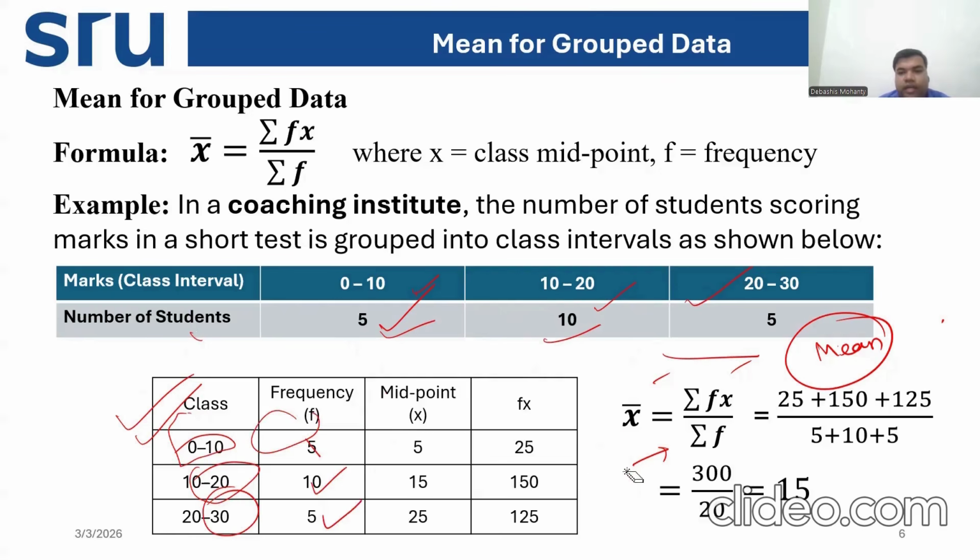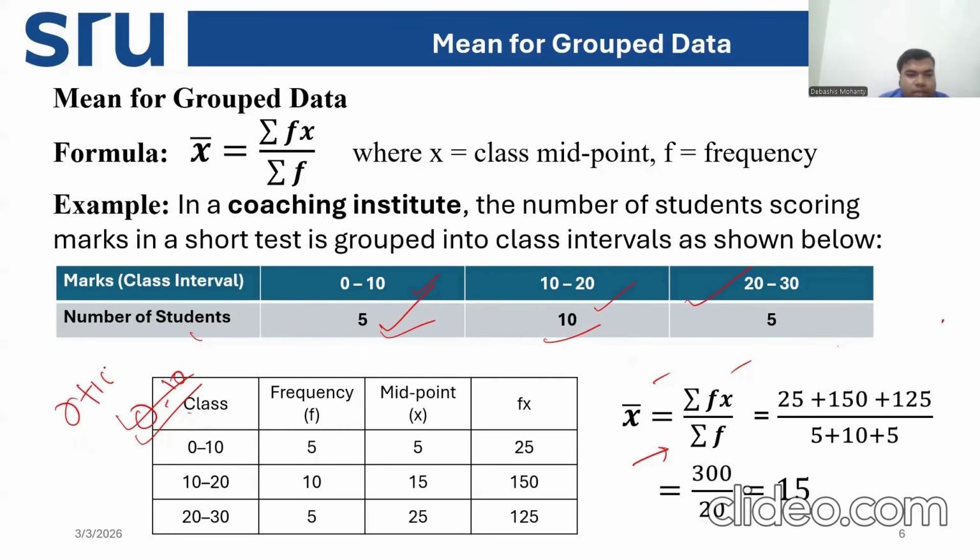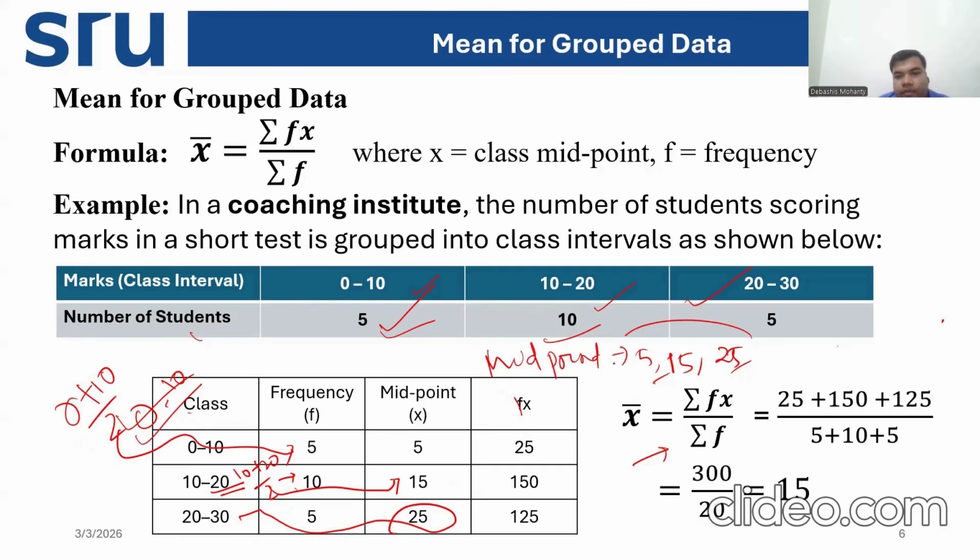Now we need to calculate the midpoint. How to calculate the midpoint? For the first class interval, 0 to 10, we calculate 0 plus 10 divided by 2, that is 5. Similarly, for 10 to 20, 10 plus 20 divided by 2, that is 30 divided by 2, so the value is 15. Again, for 20 to 30, 20 plus 30 divided by 2 is 25. So the midpoints are 5, 15, and 25.